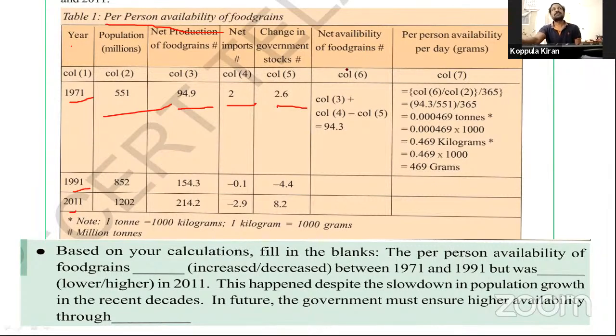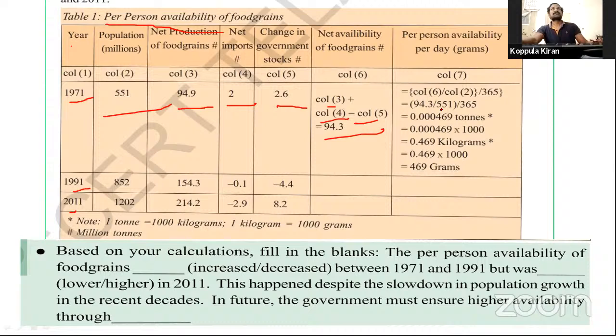Finally, the net availability of food grains. See this calculation. First, our production in column 3 plus our imports. Our imports means net imports, equal to imports minus exports. Finally, the fifth column is the change in government stocks. These changes will be deducted from the total. This is the total population. First, see how to calculate this one.